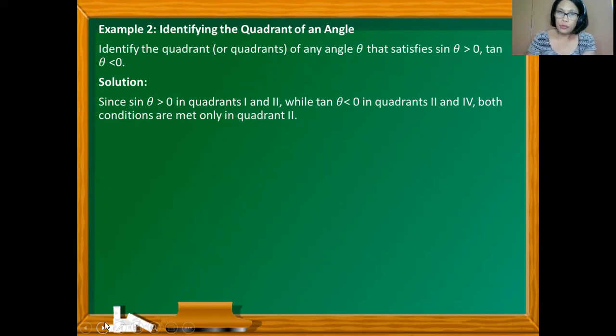Now, we're asked to identify the quadrant or quadrants of any angle theta that satisfies sine theta greater than 0 and tangent theta less than 0. Since sine theta is greater than 0 in quadrants 1 and 2, while tangent theta is less than 0 in quadrants 2 and 4, both conditions are met only in quadrant 2.